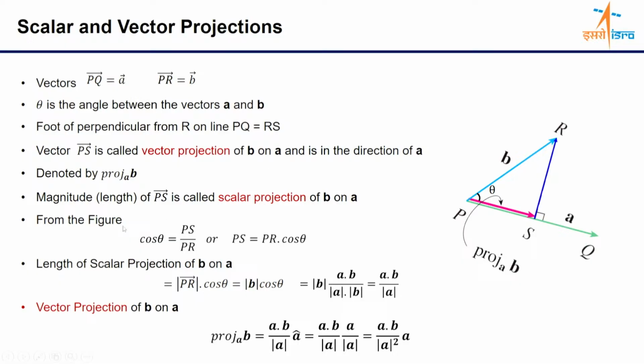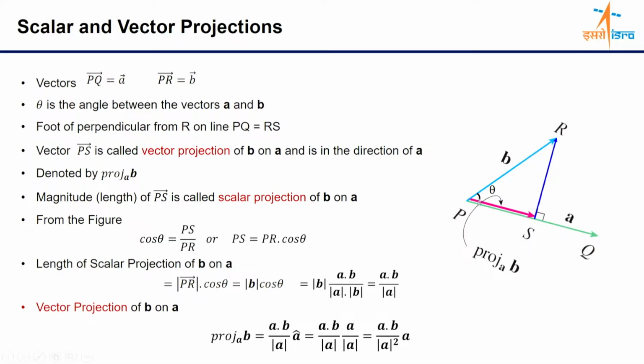From the figure, this is the theta. So cos theta will be PS, the base, divided by PR, the hypotenuse. Or we can write PS equal to PR times cos theta. So what is this PS? PS is nothing but this pink vector. So PS vector equals PR, and PR is nothing but the B vector, times cos theta.